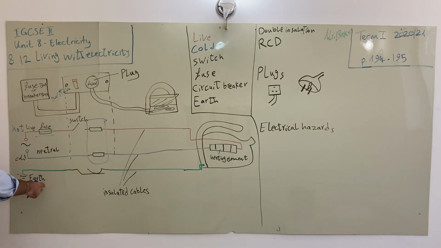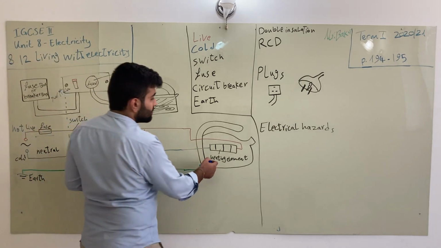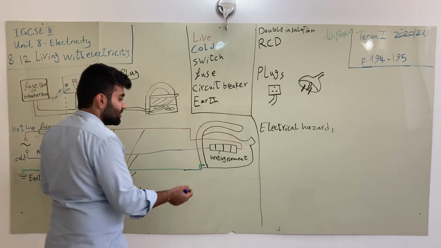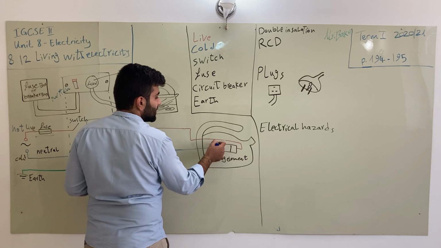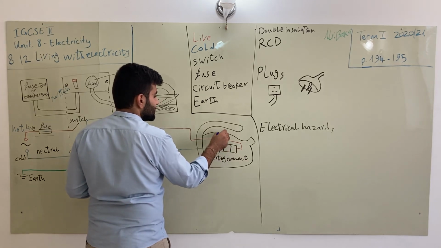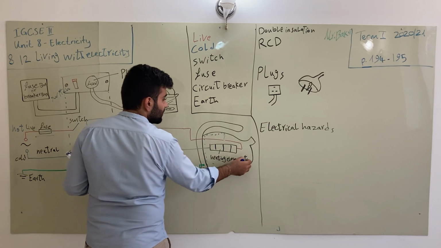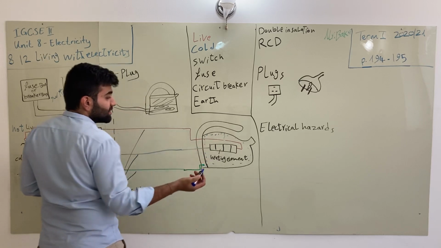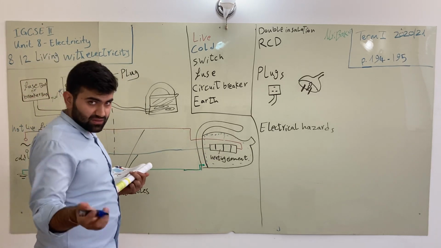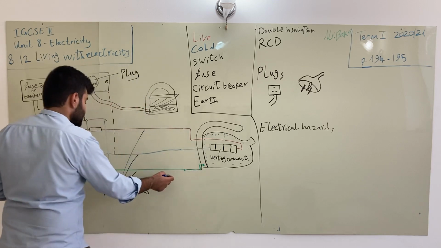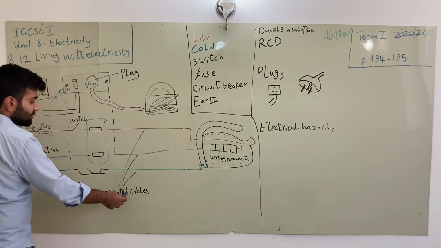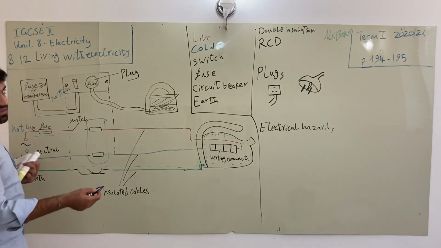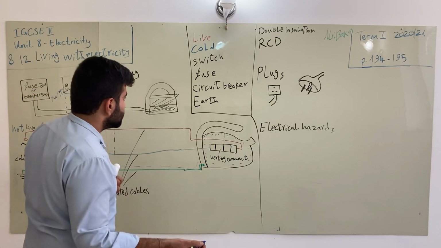And here we have earth. Earth is connected to the metal cover of the water heater. Why? For example, let's say this cable is cut and it touched this. So the electricity will be all over this body. So the body will be electrical, and if you touch it, you will get an electric shock. So it's connected to the earth, and the electricity will go directly to the earth, and the body will be safe. So you won't get an electric shock.